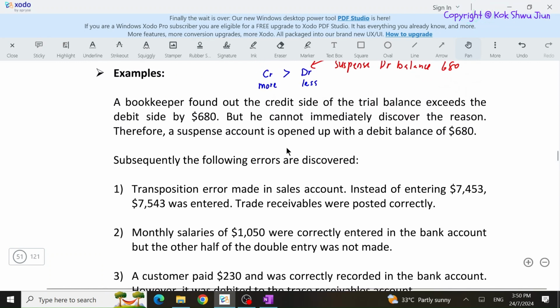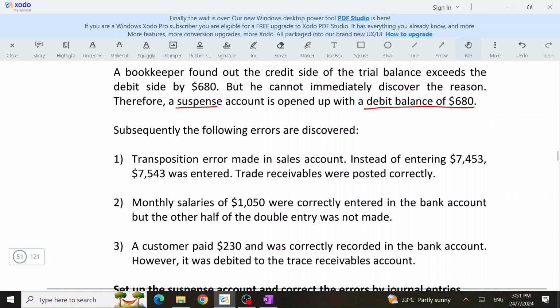Now, he cannot immediately discover the reason. That's why he opened a suspense account, right? A suspense account is opened up with a debit balance of 680. Why debit? Because my trial balance has a smaller or lesser debit balance. All right. Subsequently, the bookkeeper found that there are 3 errors. Number 1, 2, and 3. Let's go through these 3 errors together.